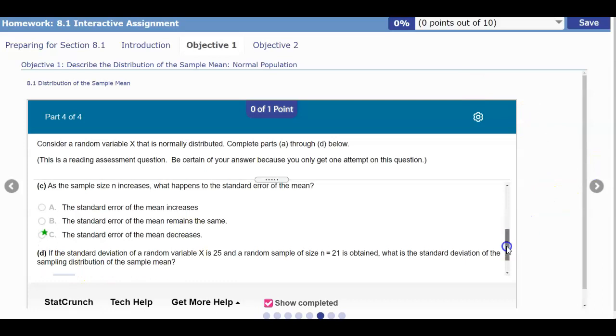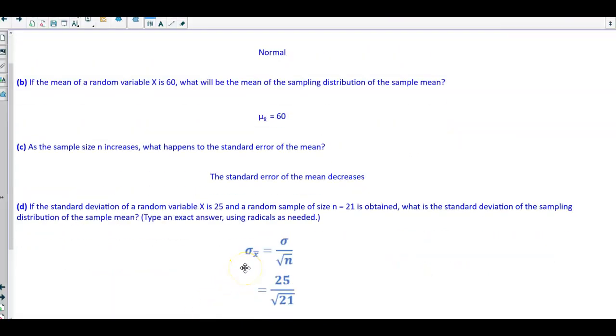Last question, it says, if the standard deviation of a random variable x is 25, and a random sample of size n equal to 21 is obtained, what is the standard deviation of the sampling distribution of the sample mean? Looking at the given information, the standard deviation of the random variable is 25. So in our formula, the standard deviation is in the numerator. And then we know that the sample size n is equal to 21. So therefore, it's going to be 25 over the square root of 21.